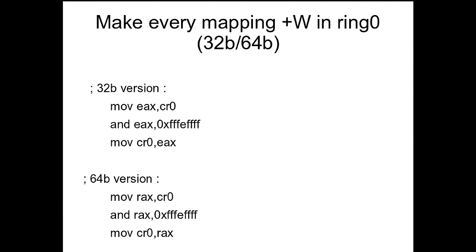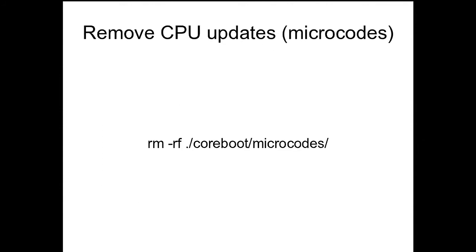So you have a 32-bit version, which is essentially reading CR0 inside a standard register, flipping the bit and writing back, and that's it. And 64-bit is strictly equivalent, since by the specification, the 32 first bits of CR0 are always 0. Otherwise, you get a protection fault.